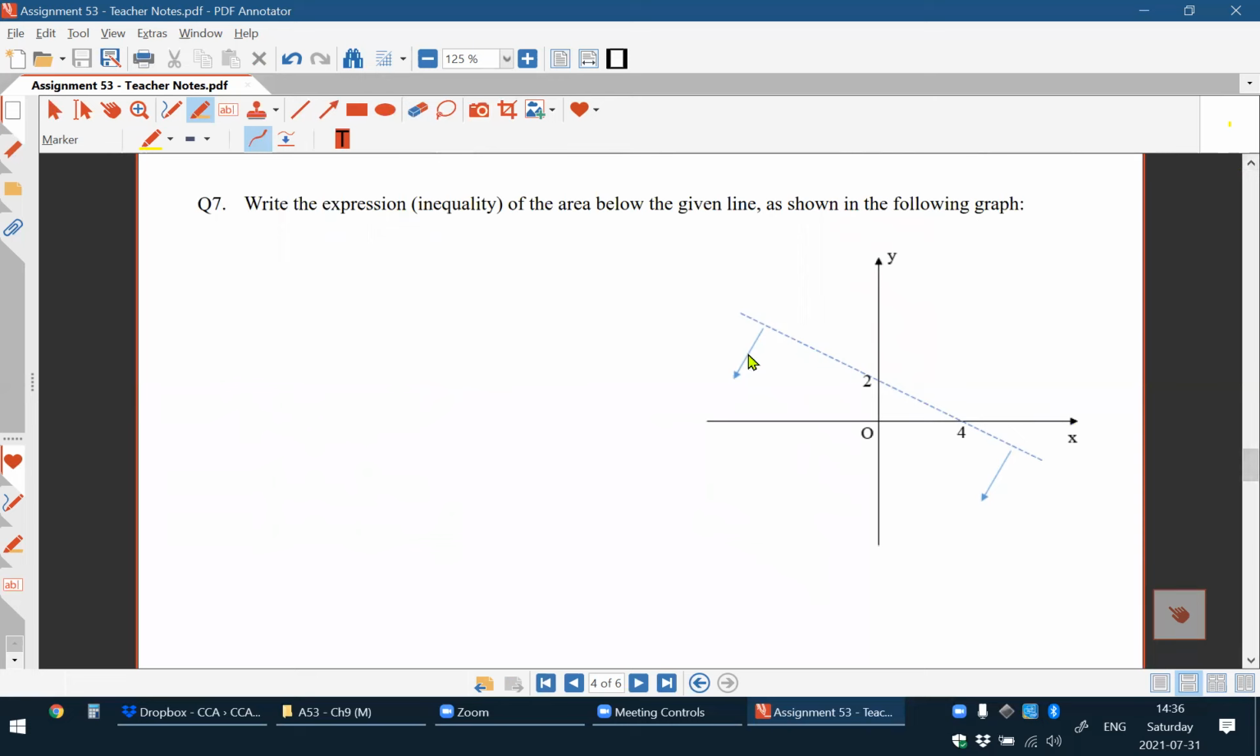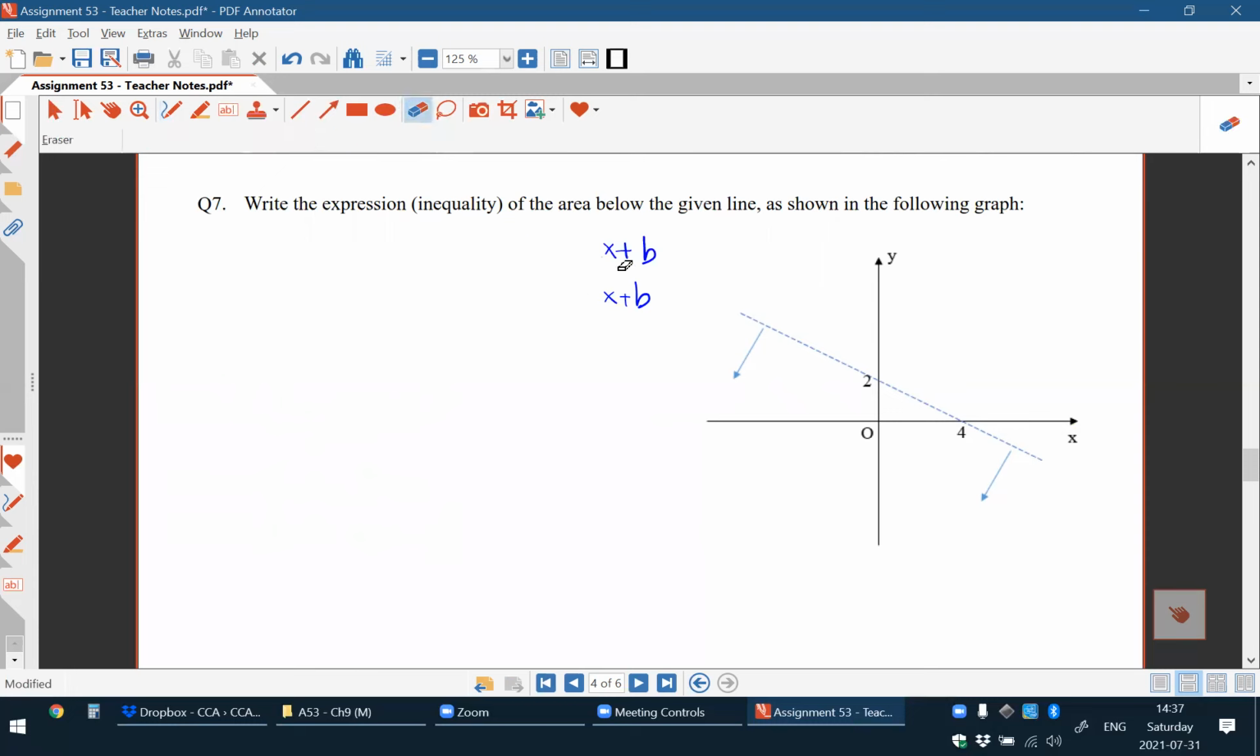Okay, so first of all, we need to find the equation of this line, right? And the shaded area is apparently below this line. So if the equation of the line is, for example, y equals kx plus b, the shaded area must be y less than kx plus b, right? Strictly less than, because this is a dotted line. For a dotted line, the region is y strictly less than kx plus b.